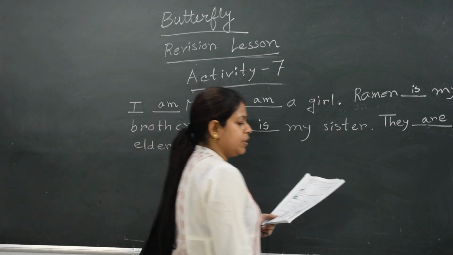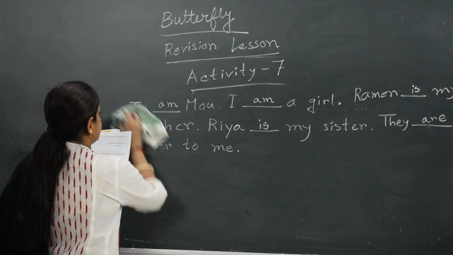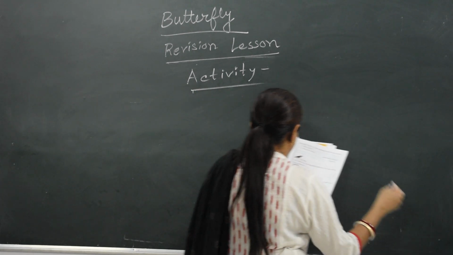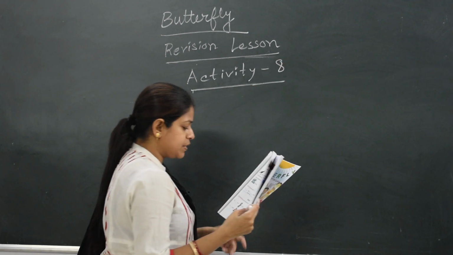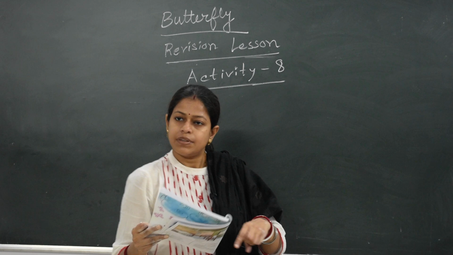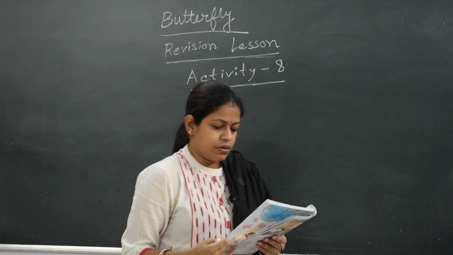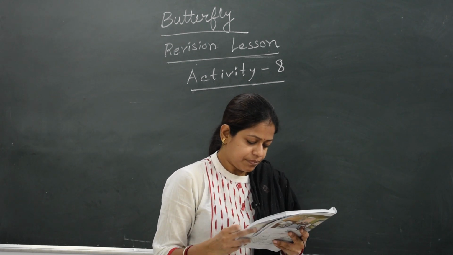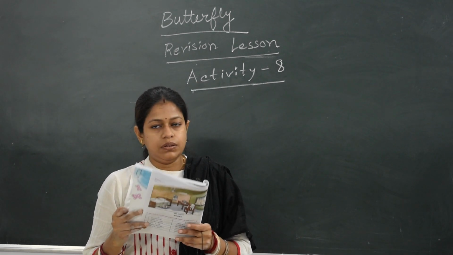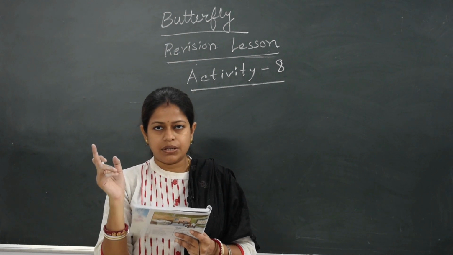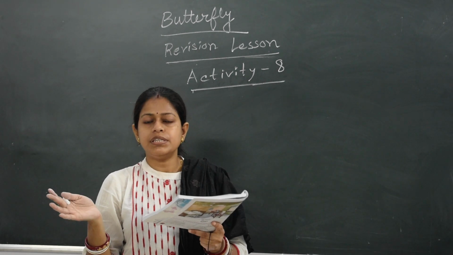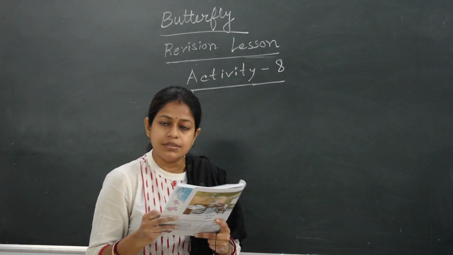Okay, next we are going to solve activity 8. In activity 8, we have to fill the blanks by using this and these. This, we use this to point out a singular thing. To point out a singular thing, we use this, and to describe many things, that means more than one thing, we use these.